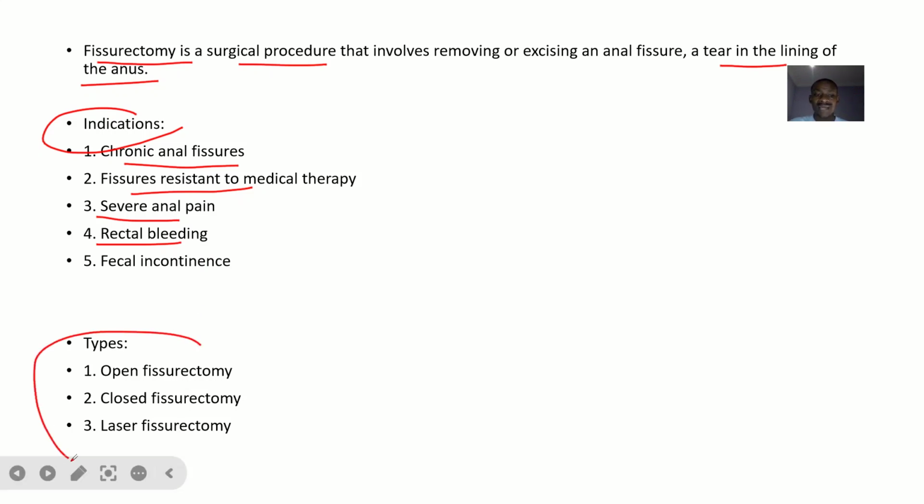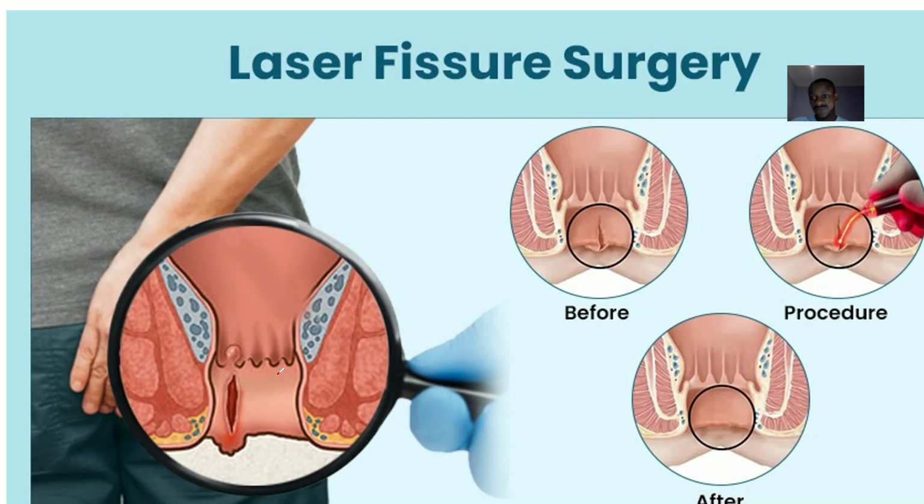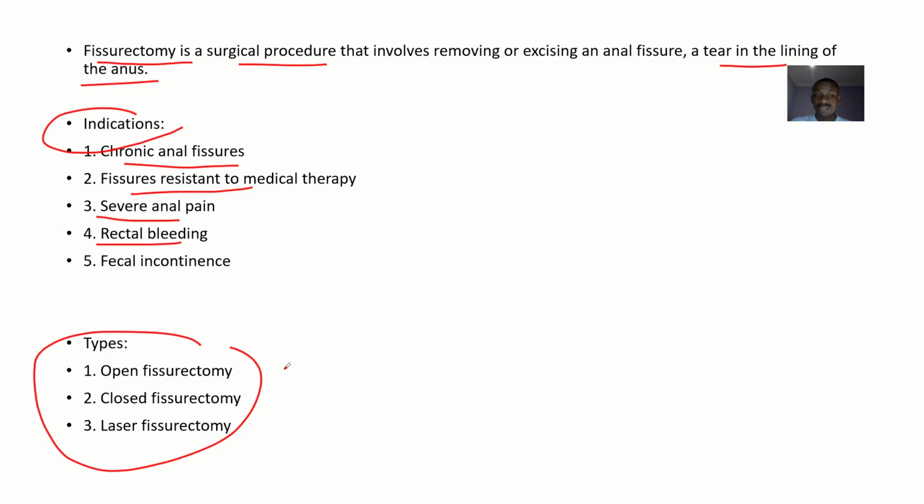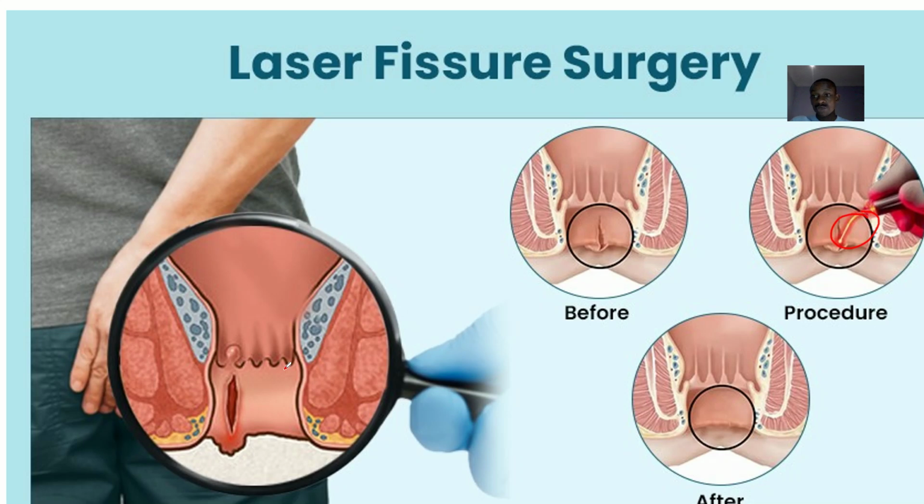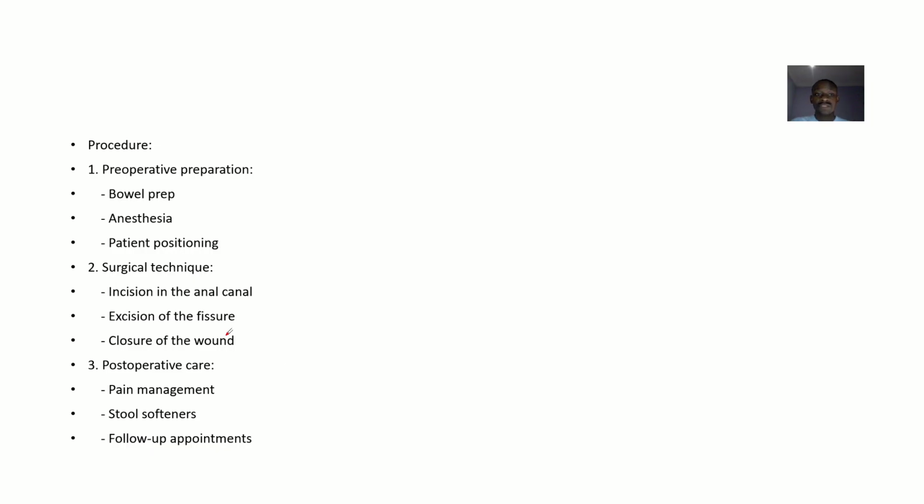So what are the types of fissurectomy? There's an open fissurectomy, there's a closed fissurectomy, there's a laser fissurectomy. You can see this one is a laser one. The open one is just open surgery, while with the closed one you can be using a scope to do the surgery.